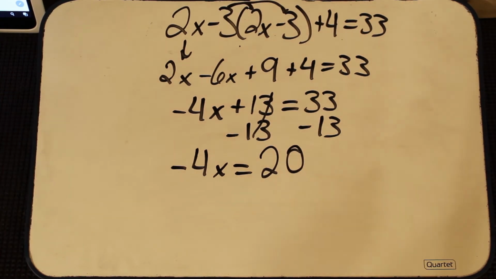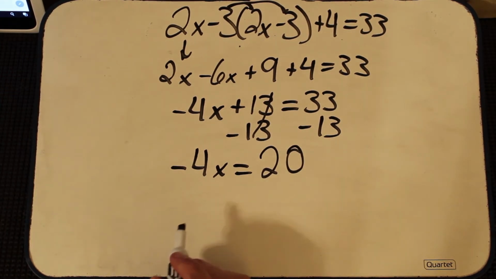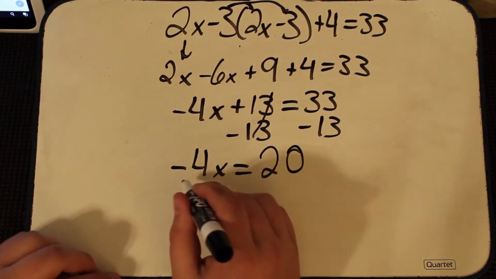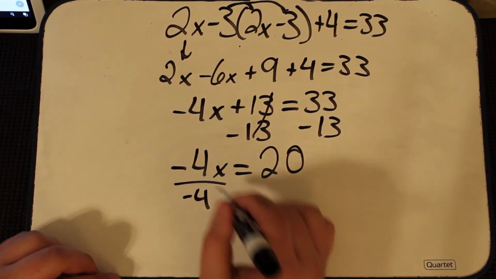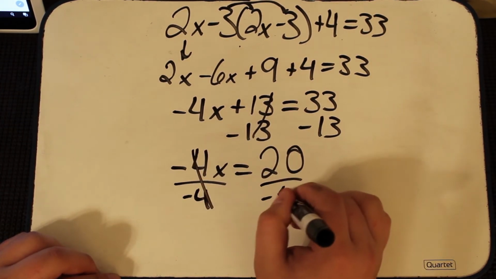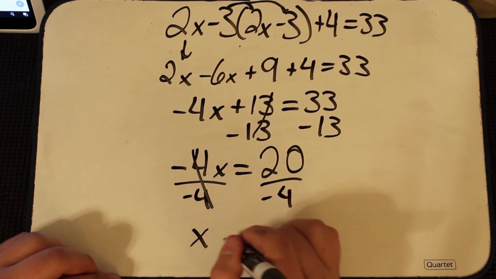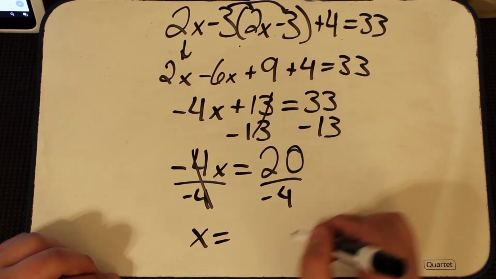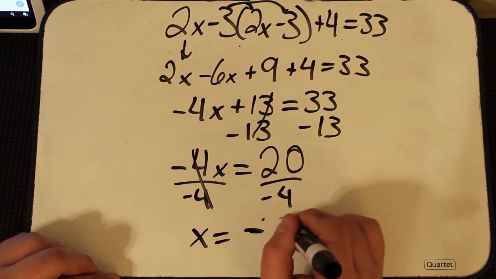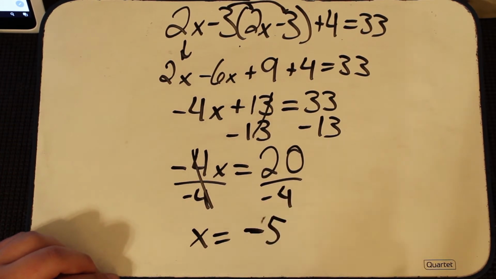Now all I have left to do is divide out this negative 4 to get x by itself. So that'll cancel. Divided by negative 4, I get x equals 20 divided by negative 4, which would be negative 5.